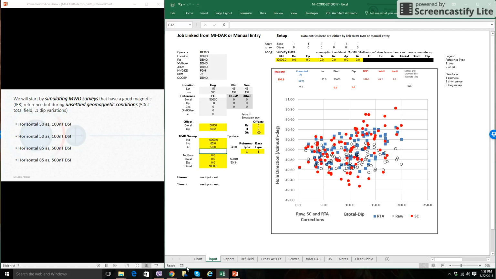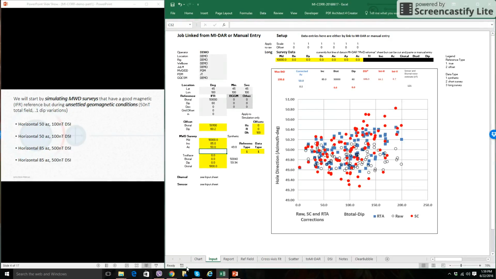Let's review this graph in a little detail, as we will be looking at it several more times during this demonstration. This is a simulation of interference effects on a MWD survey taken in a hole having 50 degrees magnetic azimuth at 85 degrees inclination with only 100 nanoteslas drill string interference. The multiple values show the effect of random changes in V total and dip representing an unsettled period of geomagnetic activity. This is a relatively common occurrence.